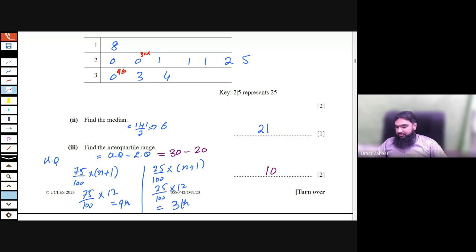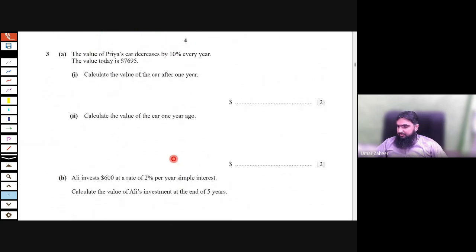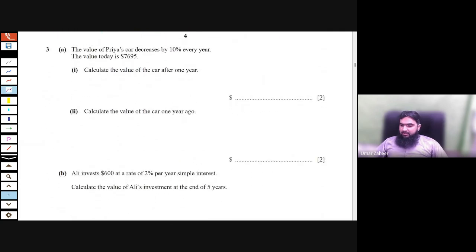I told you, when we have numbers in which you have odd numbers and even numbers, for odd numbers obviously we have to take n plus 1. For even numbers, we have to take only n. Depends upon the situation. All right, now we have the next question.